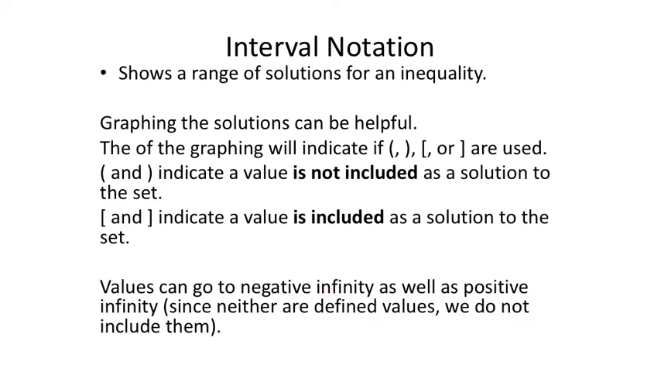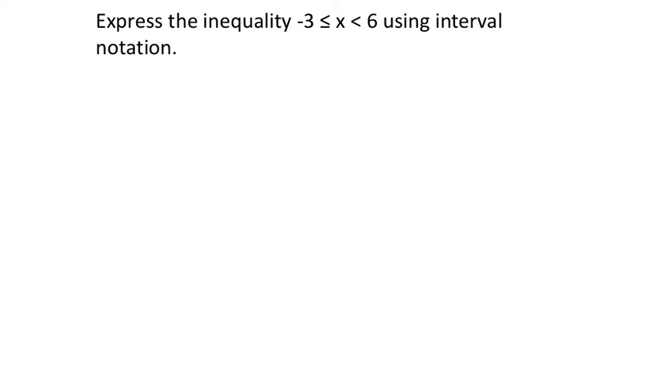So yeah, values can go from negative infinity to positive infinity. We've seen that before. But since positive and negative infinity are not definable mathematically speaking, we can't include those. So if we see negative or positive infinity, we automatically have to use parentheses with those values. All right, so express this inequality in interval notation.